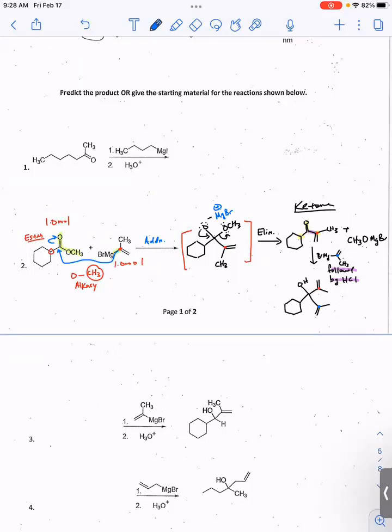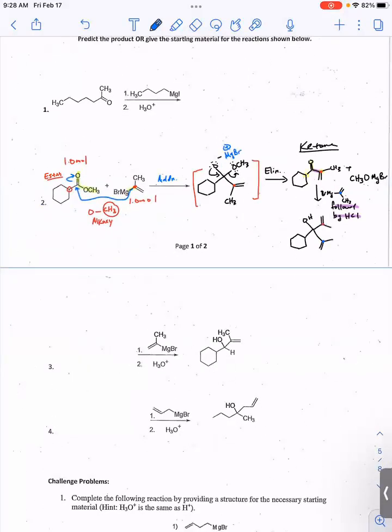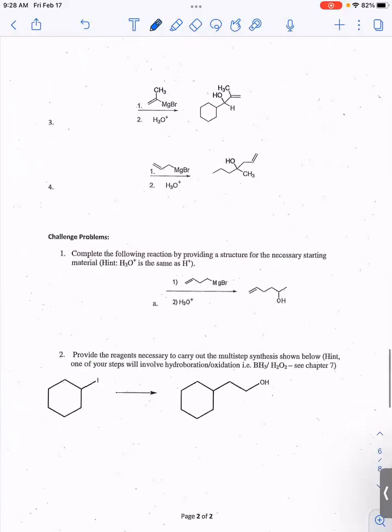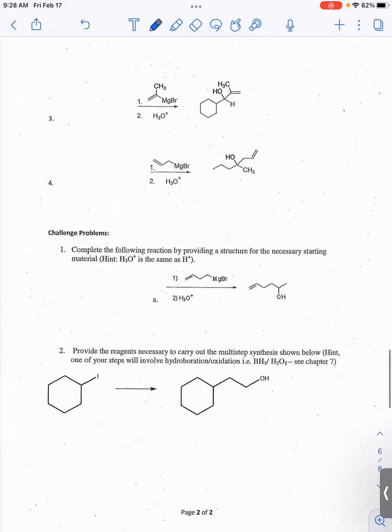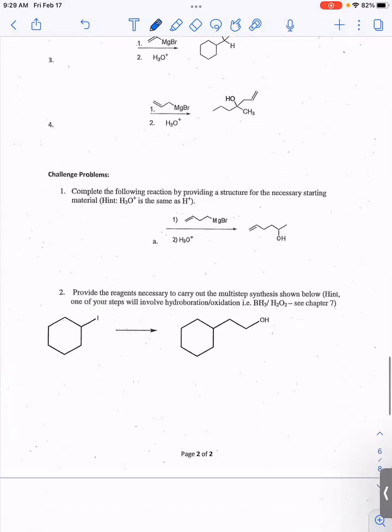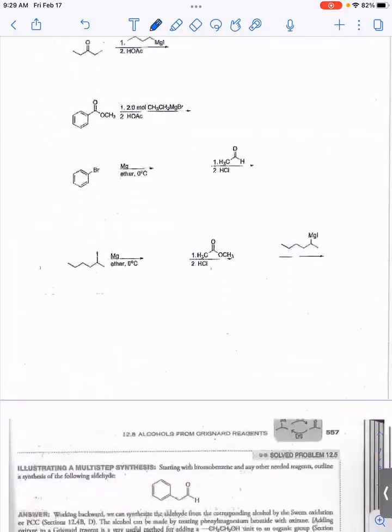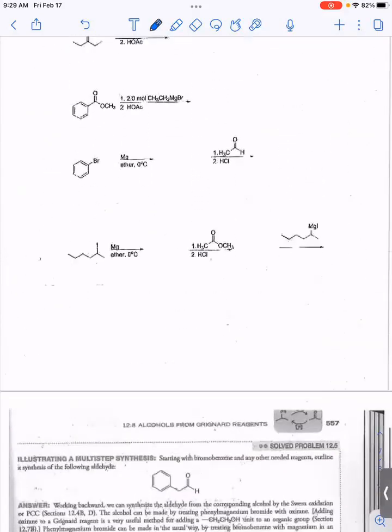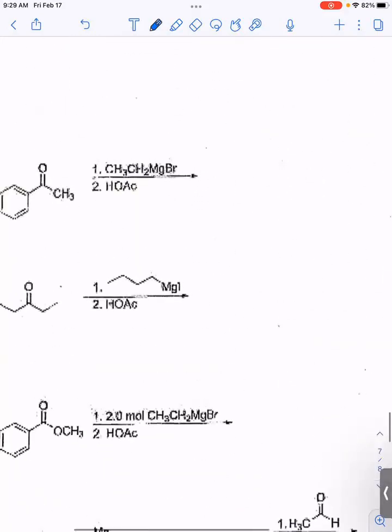All right, let's go back to the examples on the back page. We're not going to do any of the retrosynthesis and working backwards. We'll save that for the next section. So let's go back to here. We did this one already. Is that right?